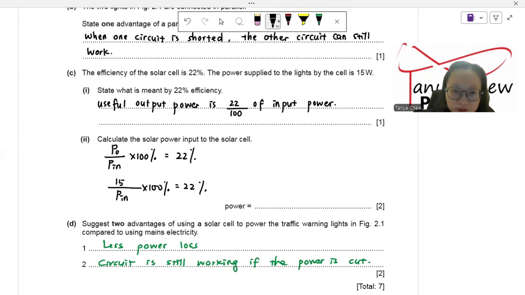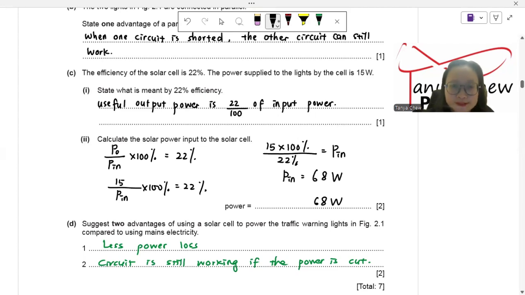So you cross multiply. You could see 15 times 100% divided by 22% is equal to my input power. Therefore, input power is equal to 68 watt. 68 watt is the answer.